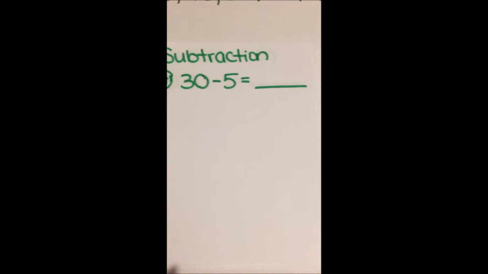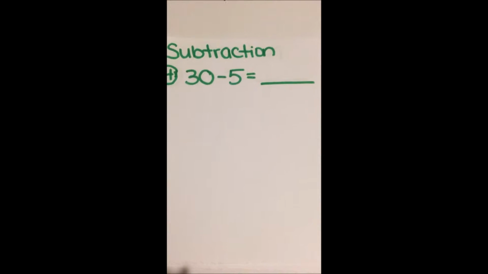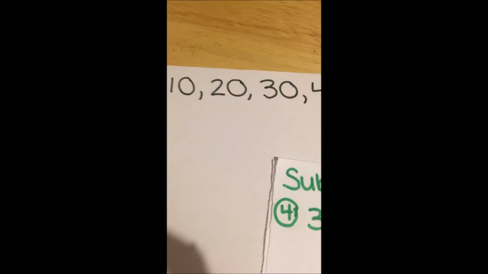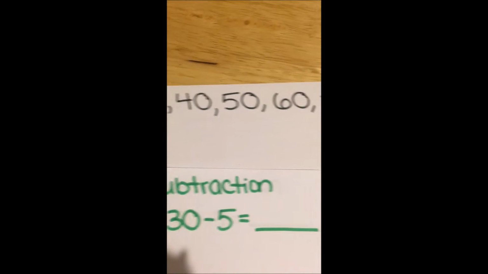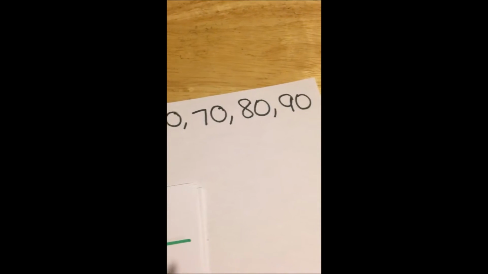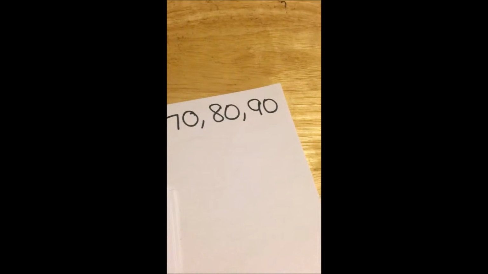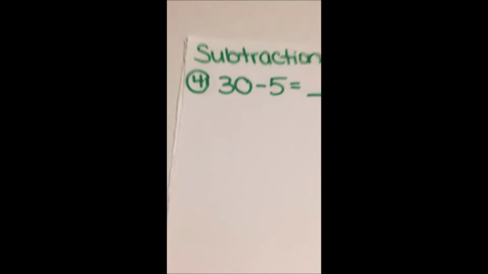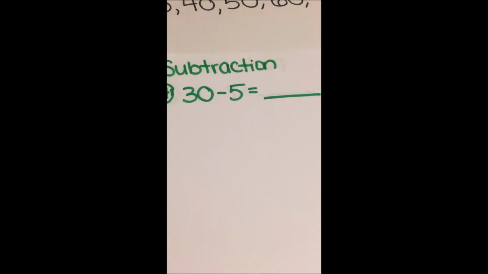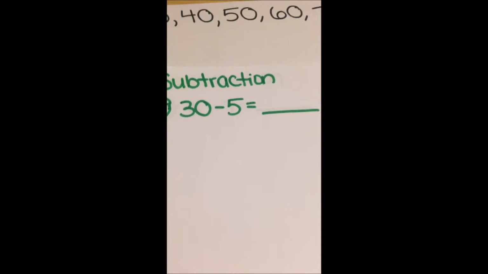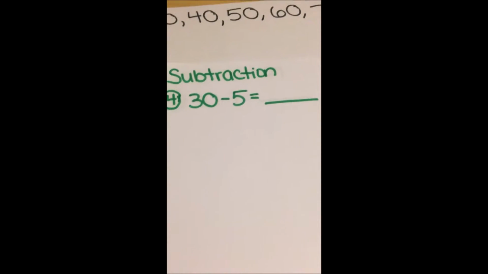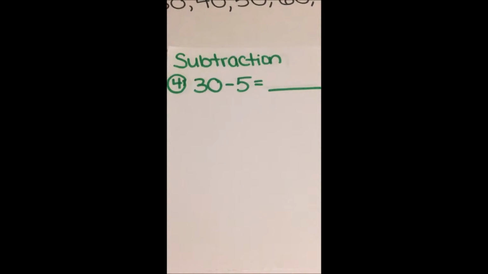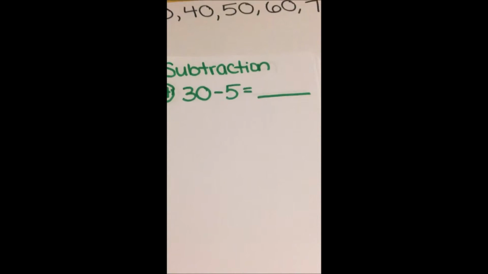Now, subtraction is a little bit more tricky than addition. But before we start, let's review counting by 10. Count with me. 10, 20, 30, 40, 50, 60, 70, 80, and 90. Now in subtraction, we look at our first number. Our first number is always the largest number in second grade. When you're older, it will change, but in second grade, in subtraction, our first number is the largest.